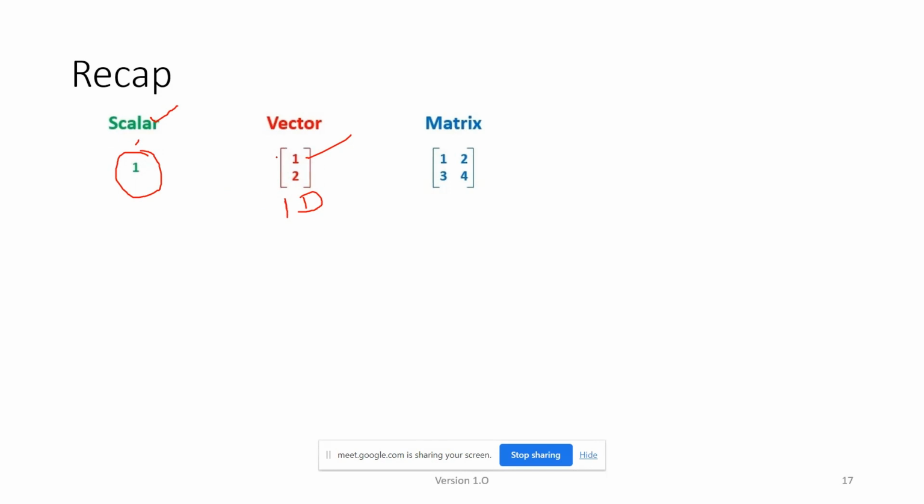Sometimes we'll use a column vector like this, one column with two rows, or else we can create a vector like this. This is called a row vector. A row has a number of columns. So this is a column vector, this is a row vector. These two are valid. We use vector representation in one dimension only, but it is a row or a column.